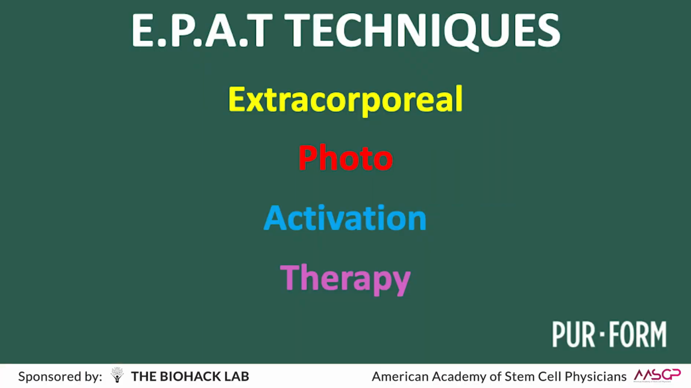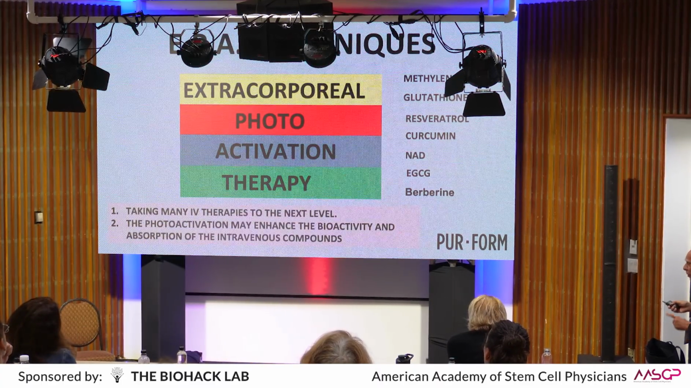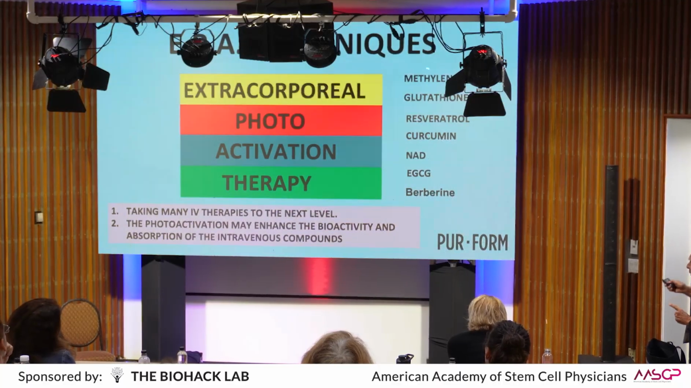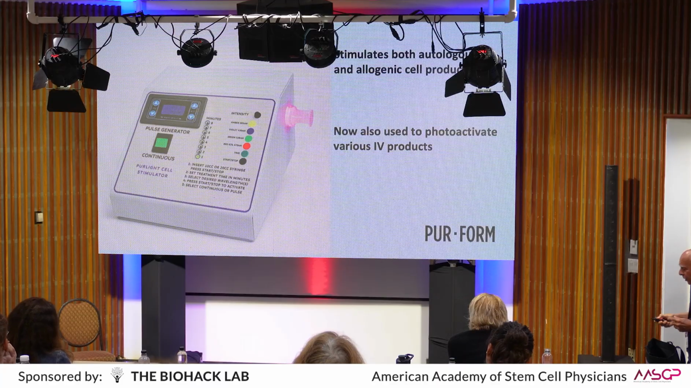Now, I've developed a machine that we do this with, and I named this technique extracorporeal photoactivation therapy, because it's not photobiomodulation, because it's compounds. And what compounds are we doing? Methylene blue, glutathione, resveratrol, curcumin, NAD, EGCG, and berberine. Berberine is the only one that's an oral compound. Everything else we give intravenously in my office. And it helps with their bioavailability, and it makes them tolerate it. So this is the machine we use. We use it for some of our autologous and allogeneic products, but now we're using it for various IV products also.